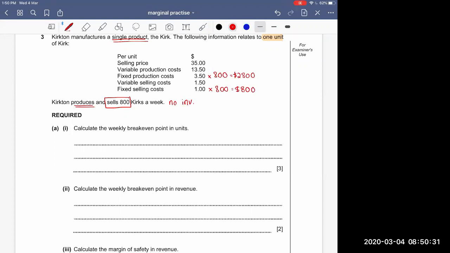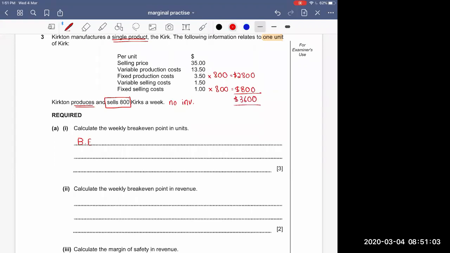It's going to be 3.5 per unit into the weekly output level of 800 units. And we also have a fixed selling cost of 1, which is multiplied by 800 units. It's $800. So there are two types of fixed cost. Fixed production cost is 3.5 into 800, that is 2800. And fixed selling cost is 1 into 800, 800. So, what is our total fixed cost? 2800 plus 800, it's 3600.